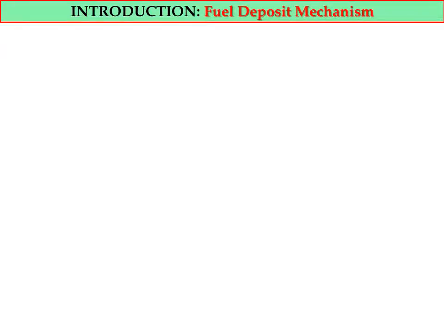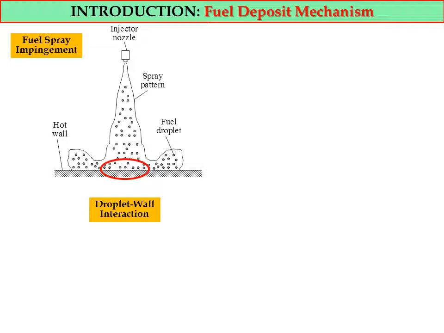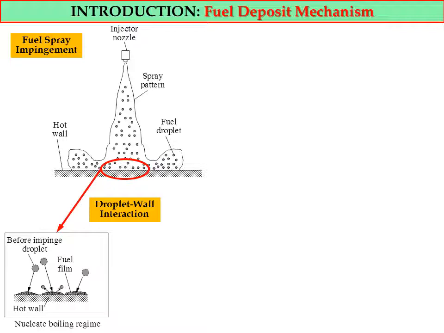Fuel deposit mechanism. When fuel impingement occurs in an engine on the chamber wall, the process actually involves the impingement of thousands of fuel droplets on the chamber wall. So we will have droplet-wall interaction, and we need to know what kind of droplet-to-wall interaction occurs. There are a number of behaviors that occur due to droplet impingement on the hot surface.